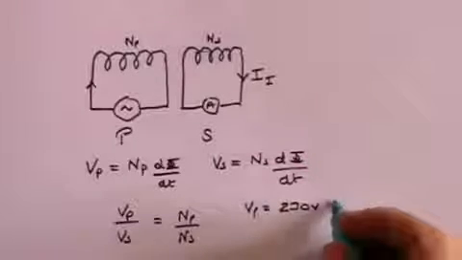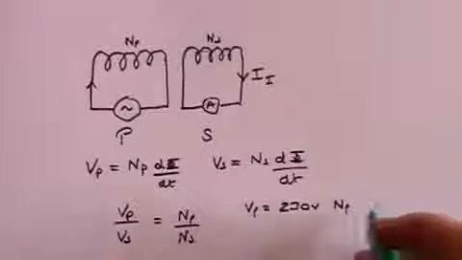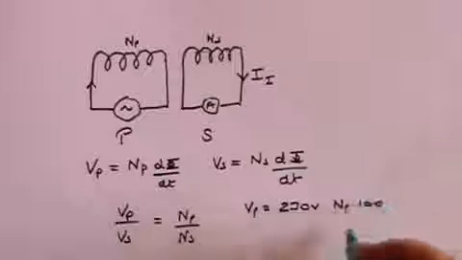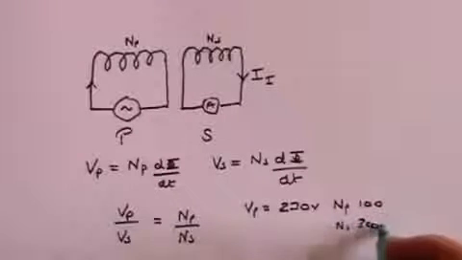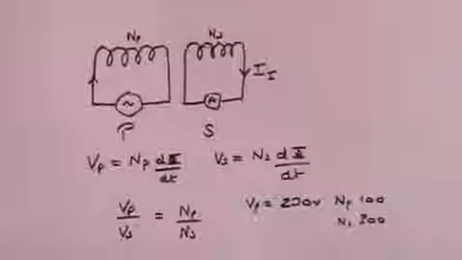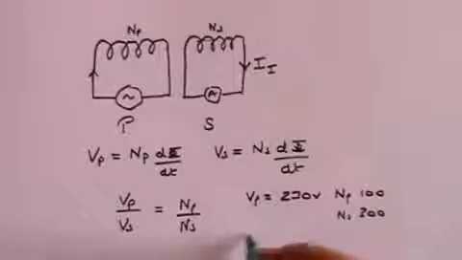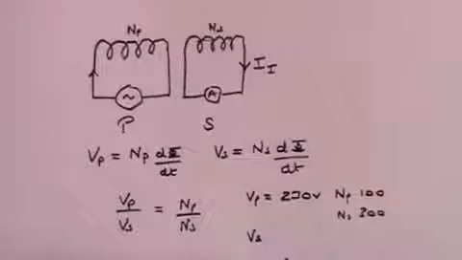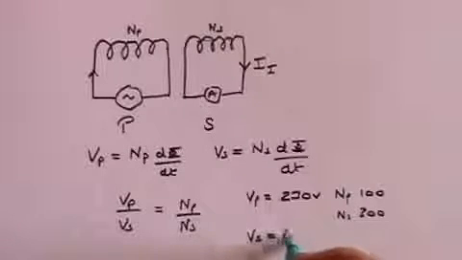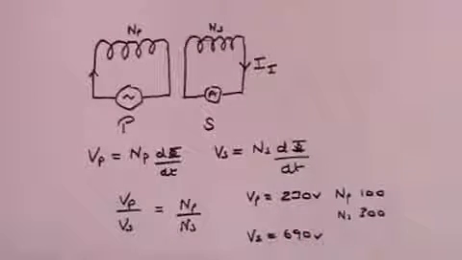And let's suppose that the number of turns in the primary is 100 and that the number of turns in the secondary is 300. Put that into our formula and you will find that the induced voltage for the secondary is 690 volts. So here's a means of stepping up or stepping down the voltage.